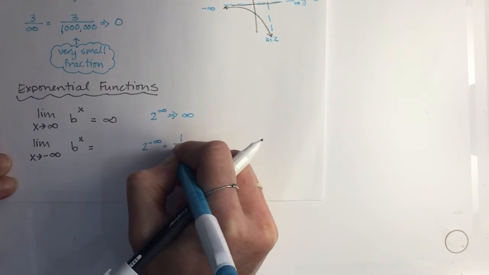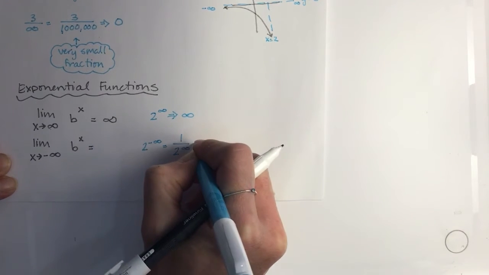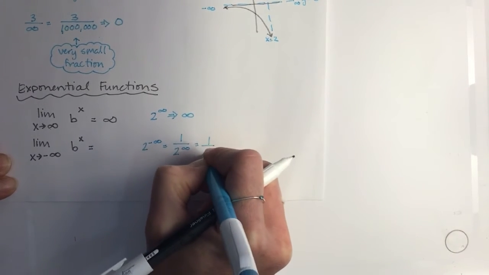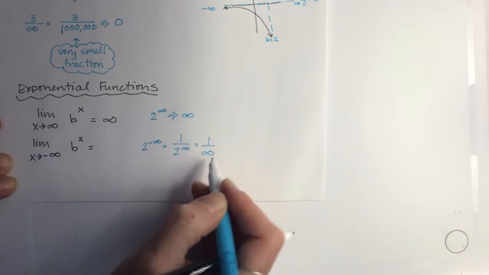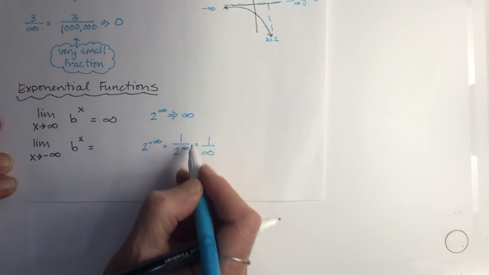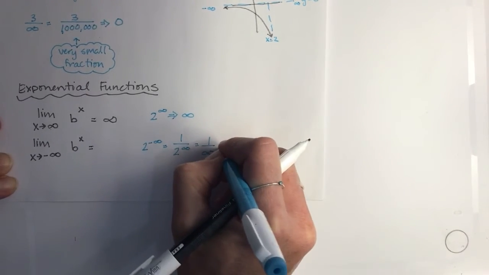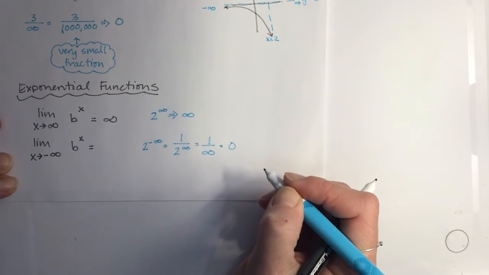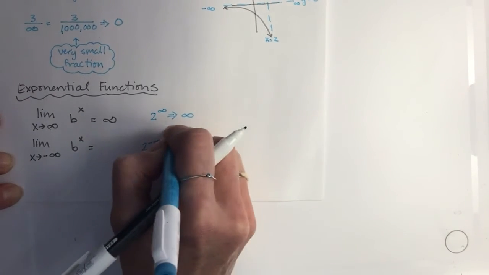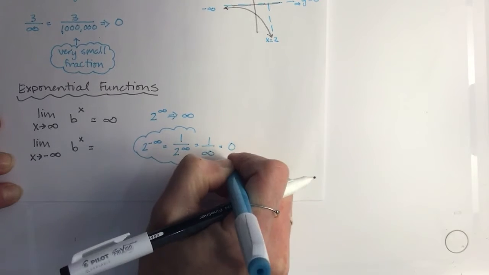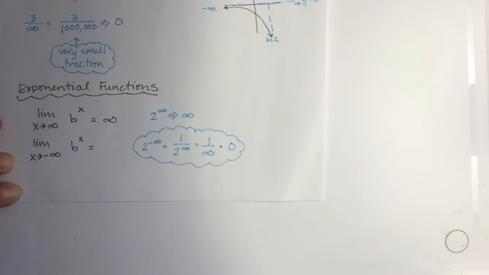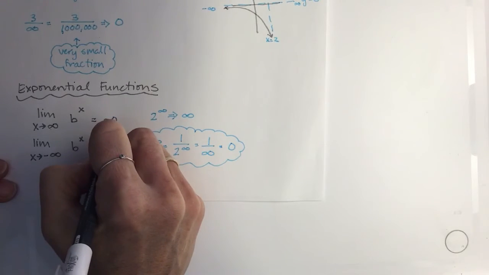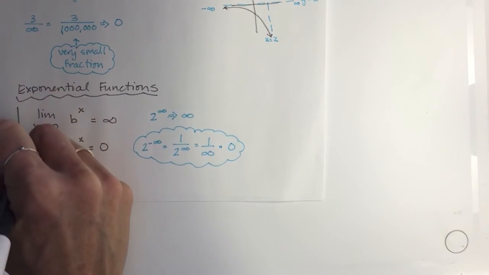So this would be 1 over 2 to the infinity, which is equal to 1 over infinity. And we just talked about that. If we stick in a really large number here, this whole fraction is going to go to 0, right? So when we're thinking about exponential functions, it really does matter whether we're going to infinity or negative infinity. Because this one goes to 0, it's like opposite.